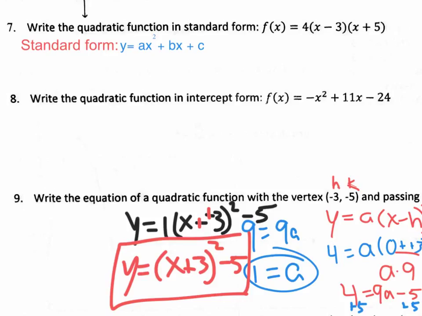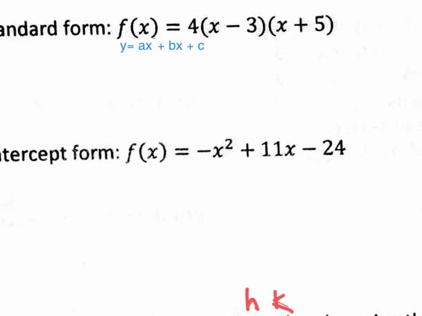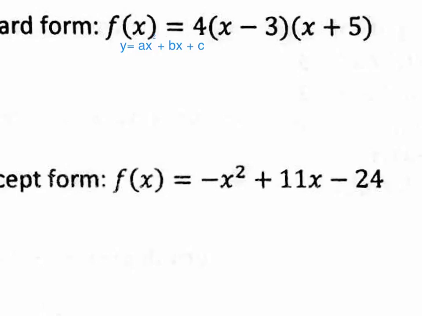So one option is to distribute 4 times x and 4 times negative 3, and then distribute that new binomial of 4x minus 12 into the other binomial. But I kind of like distributing the parentheses into each other first. So I want to do that.